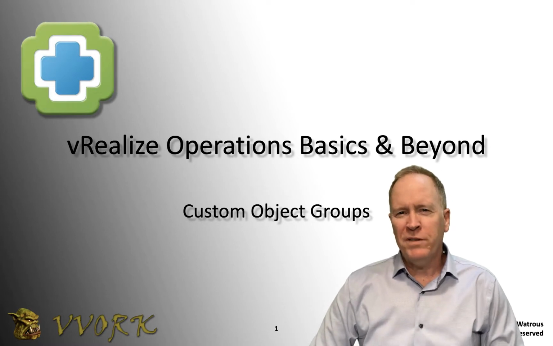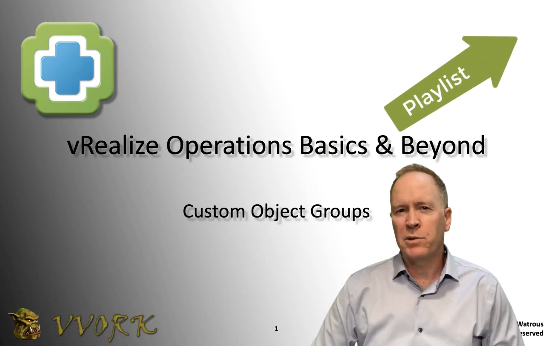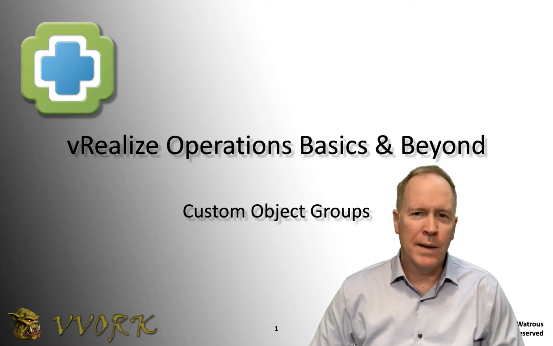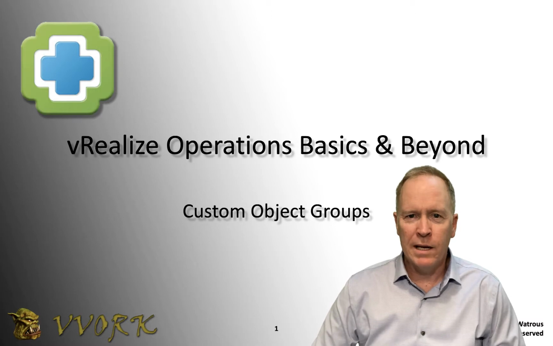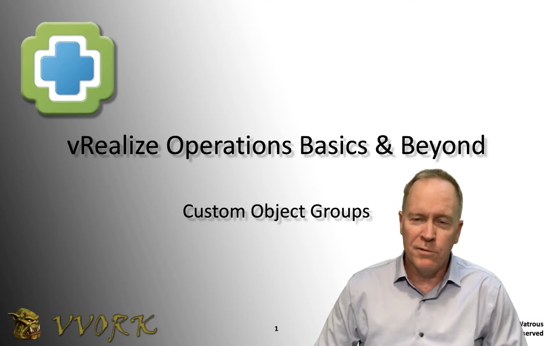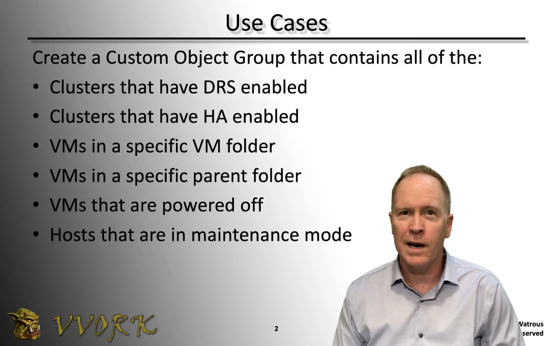Welcome back. In the previous few videos, we've seen how to create custom object groups based on relationships, metrics, and object name. In this video, we're going to learn how to create custom object groups based on properties. And if you haven't already noticed, this is going to be a longer video because I've got lots of great demonstrations, lots of great use cases. As you can see, here they come.